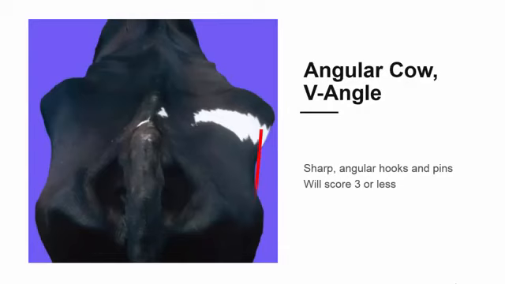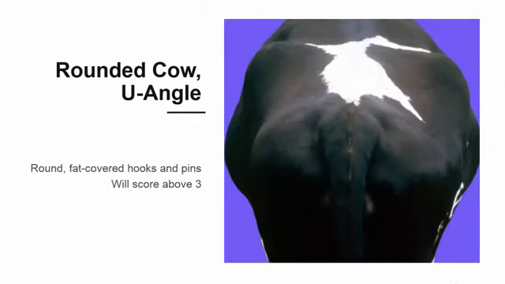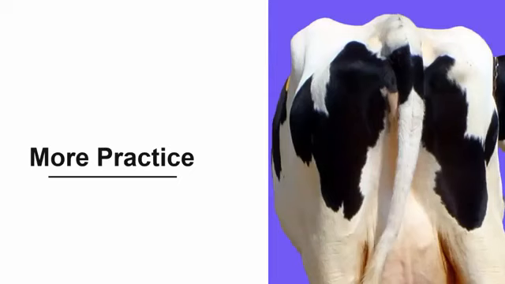This cow has a V angle between the hooks and pins, and the bones are clearly sharp and angular. This kind of cow will score 3 or less. This cow has a U angle between the hooks and pins, and the bones are smooth and round, clearly covered in fat. This cow will score above 3. Since this first decision can be a little difficult, here are a few more examples. I will show the cow, pause to give you time to decide, and then trace the angle and provide the answer for each example.